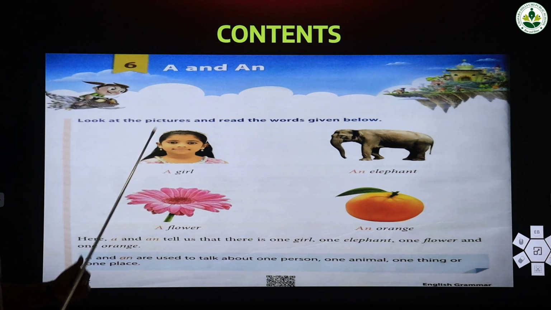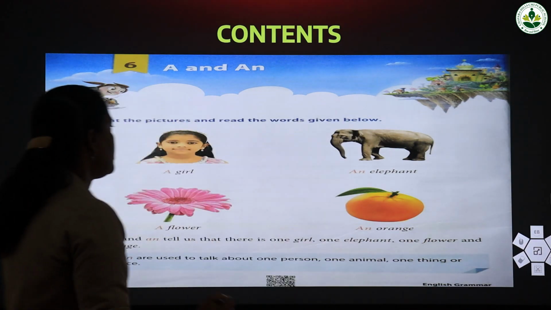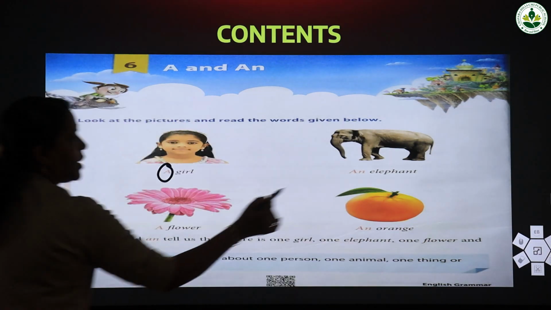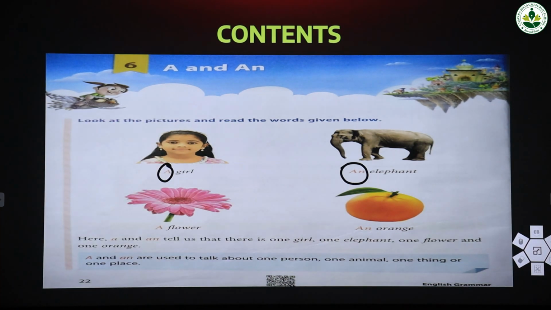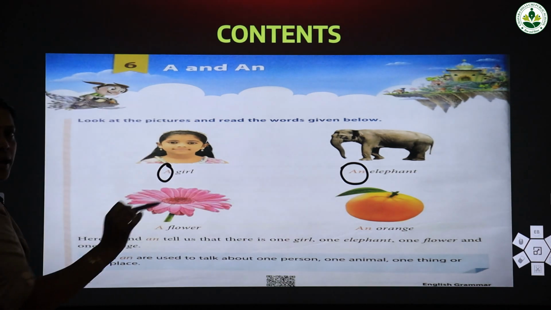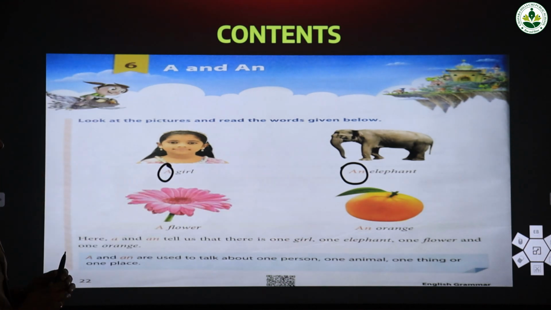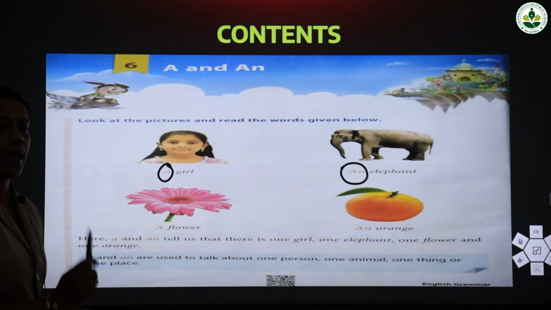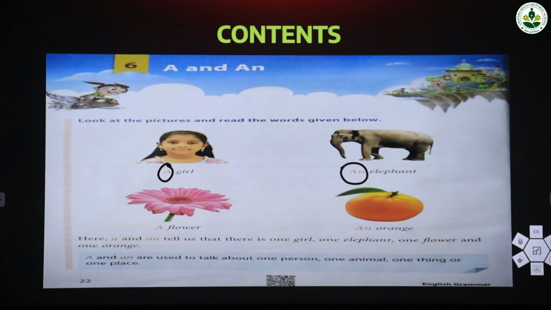So this A and an. Listen. This A and an is used to tell about one person, one thing, one. A girl means one girl. An elephant means one elephant. So A and an is used to talk about one person, one animal, one thing or one place.